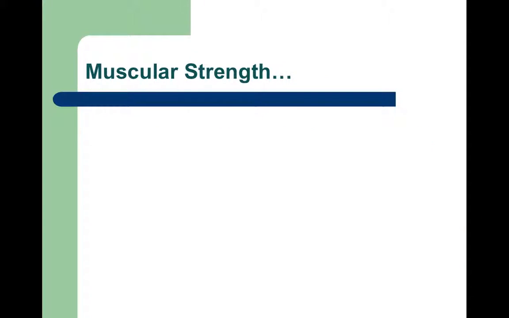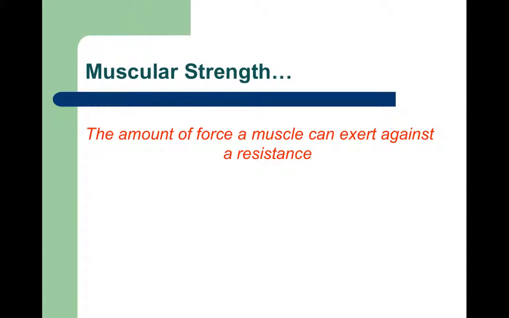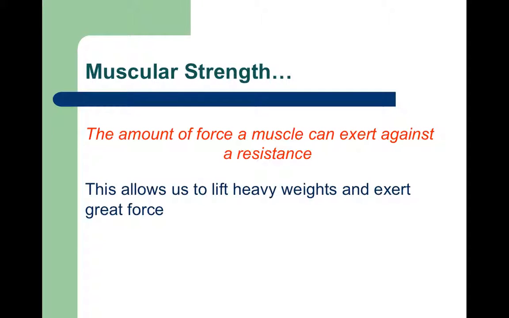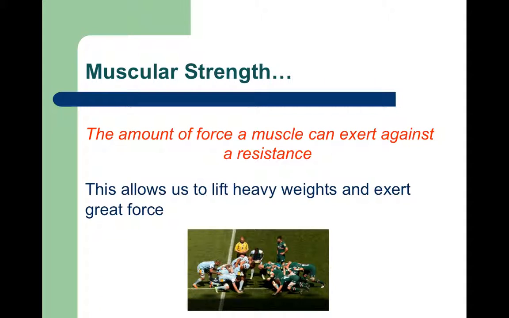Next fitness component then is muscular strength, and the definition for muscular strength is the amount of force a muscle can exert against the resistance. Okay, and this basically allows us to lift heavy weights and exert great force. So our muscles are producing this force that allows us either to push against the resistance or lift the resistance. And a really good example from sport of when muscular strength is used is a scrum in rugby, where both teams are going to be pushing against each other.